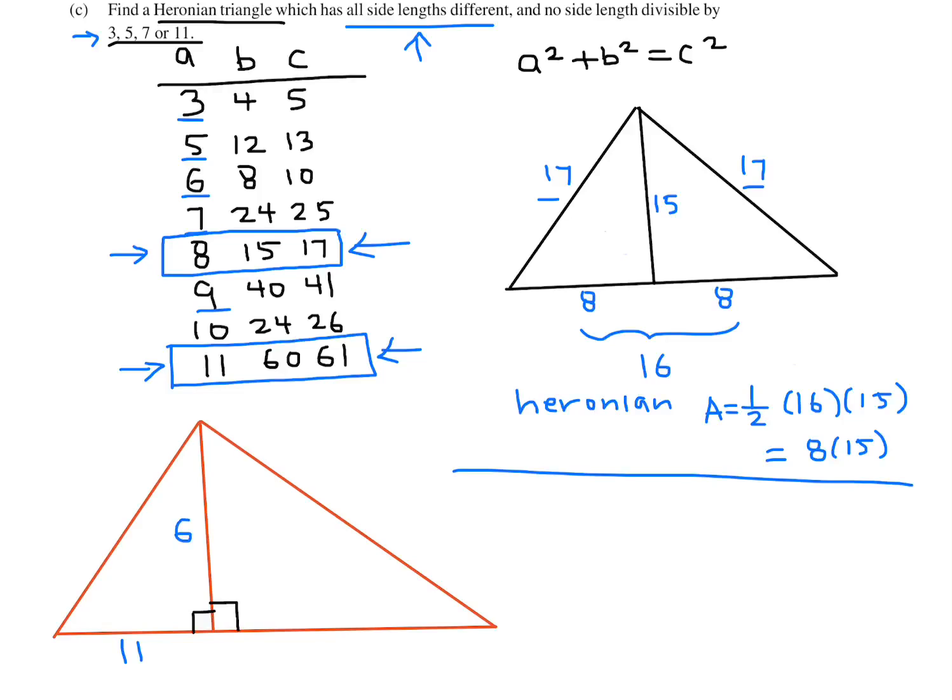So let's put 60 here. Why don't I put 60 here? Well, because a side length cannot be divisible by 5. So if you put 60 there, it'll be divisible by 5. But if I put 60 in the middle, that's not a side length, and therefore 61 goes there. So far, all side lengths are not divisible by any of these. All right, so far. Now, what about the other sides here?